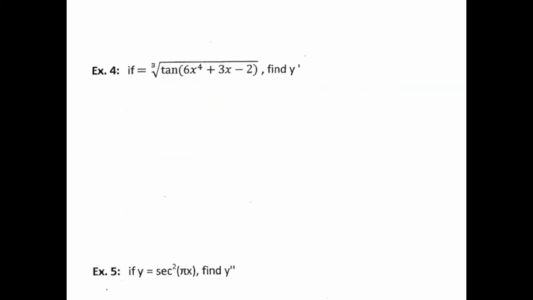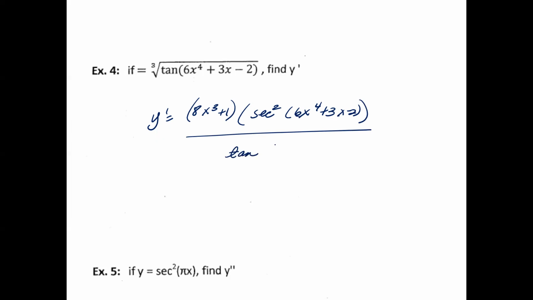Example 4. You guys go ahead and give that a try. It is similar to example 3. And I will give you the answer. Y prime equals 8x cubed plus 1 times secant squared 6x to the 4th plus 3x minus 2, all the way over tangent 6x to the 4th plus 3x minus 2, and it's in brackets to the 2/3.